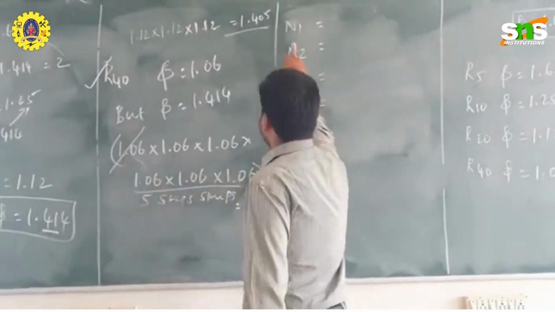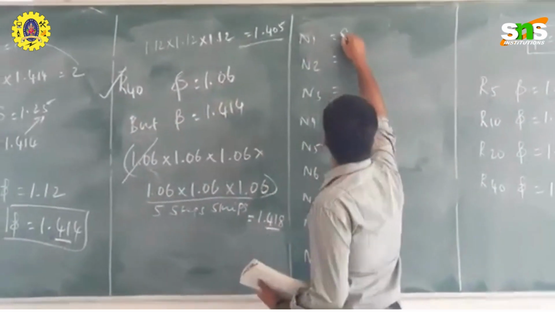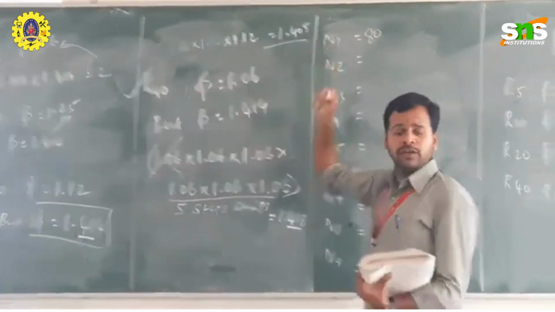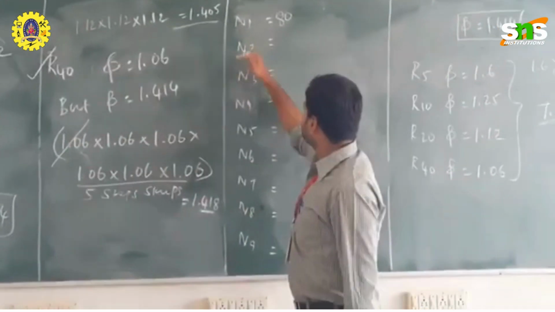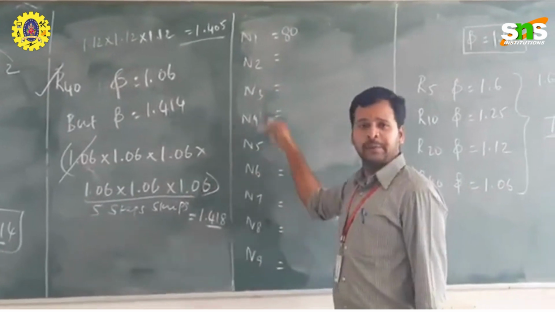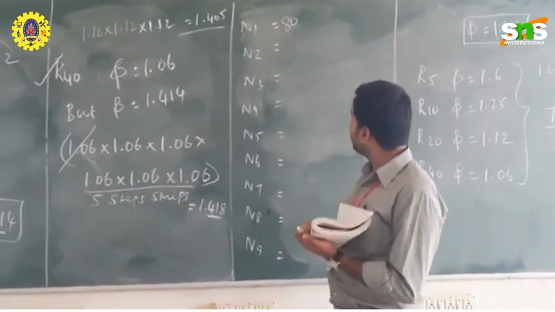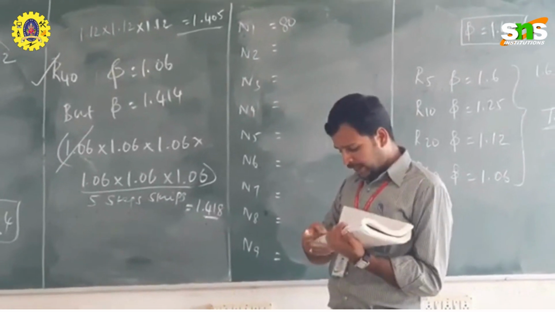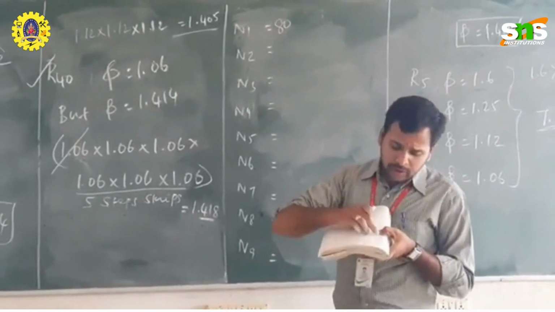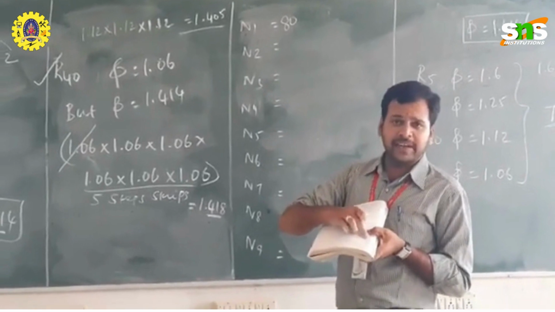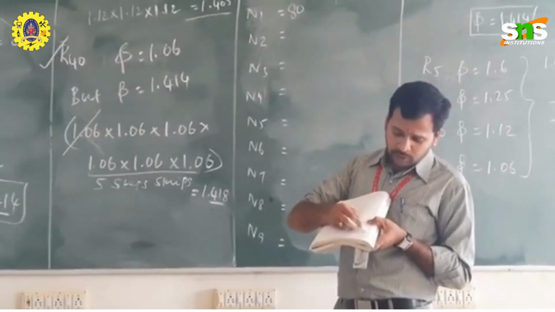So our N minimum value is equal to 80, directly given in the question. Now we want to choose N2 to N8, the in-between speeds we want to calculate. So R40 series we can take it, 80 is 8. Okay, so now we want 5 speeds, can skip it: 1, 2, 3, 4.